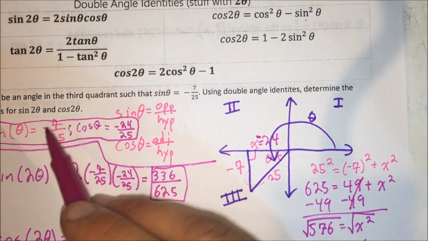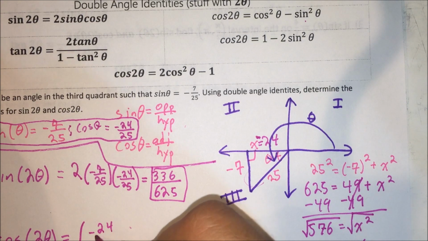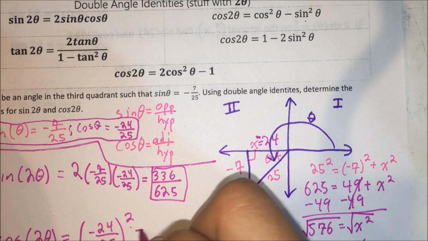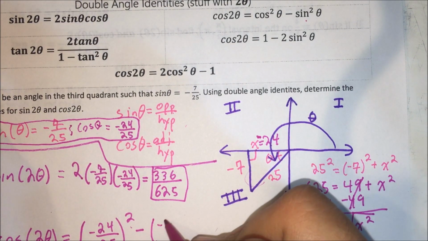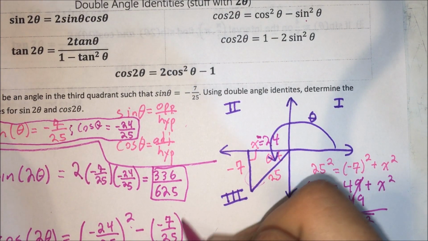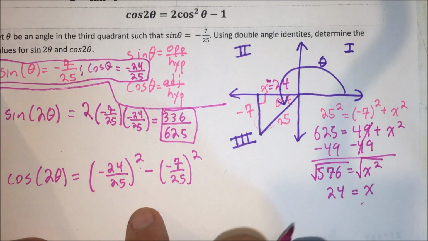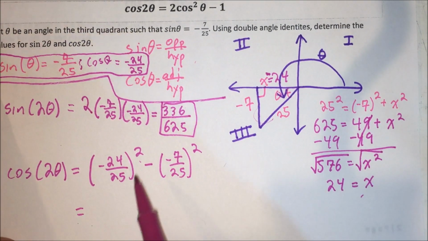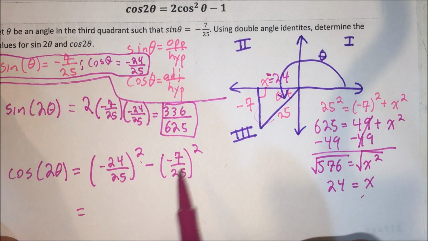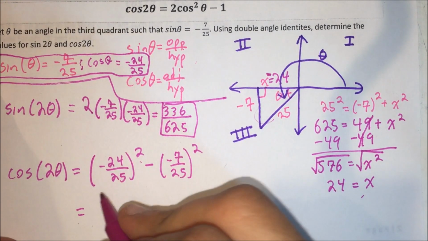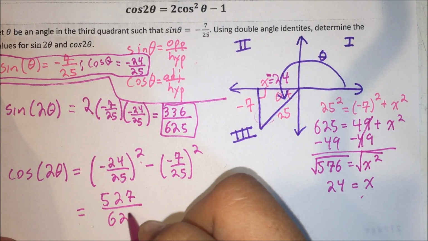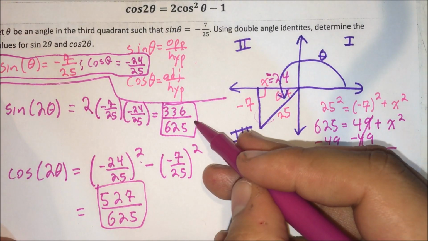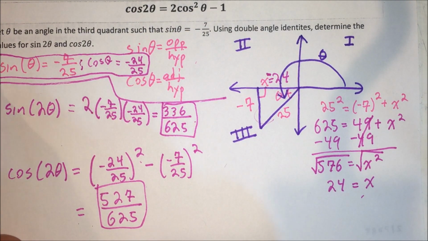So this first one says that if I square cosine, so if I square negative 24 over 25, and I subtract sine squared, which is negative 7 over 25 squared, I should get cosine 2 theta. Again, enter it in your calculator, be sure you do math fraction, and that's going to give us 527 over 625. And we have our answers: 336 over 625 and 527 over 625.